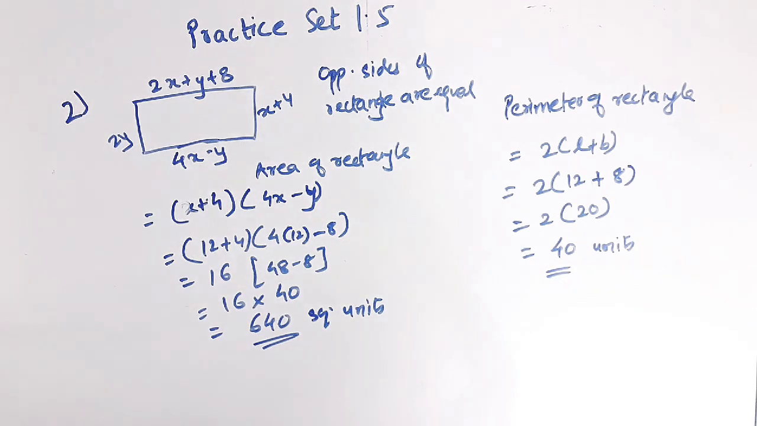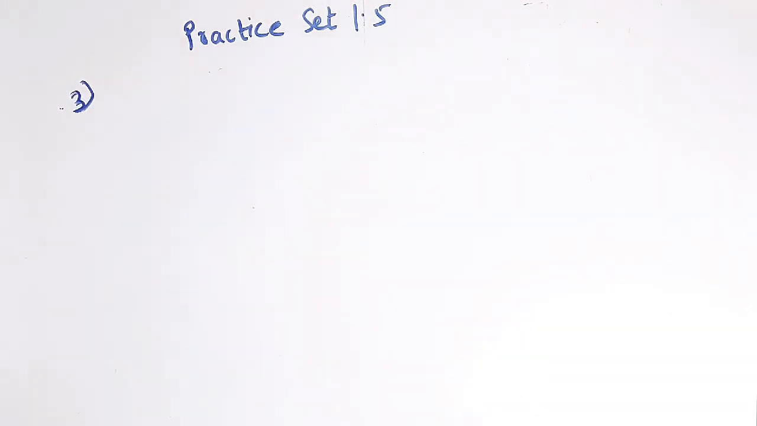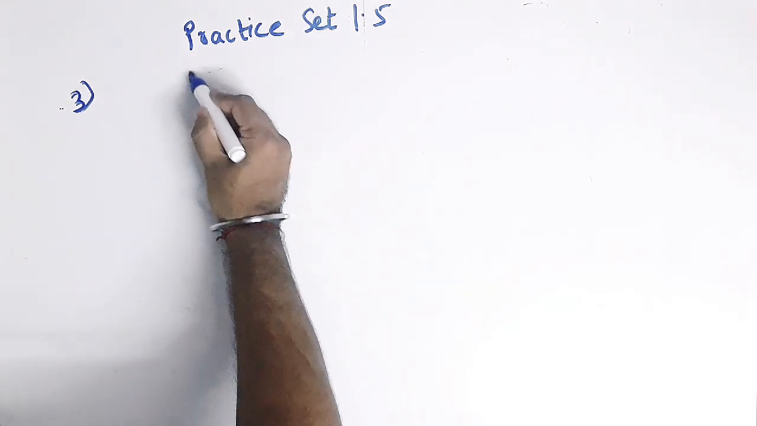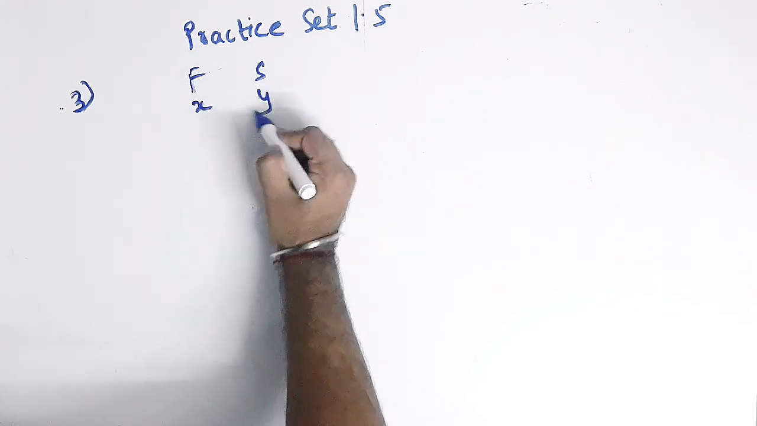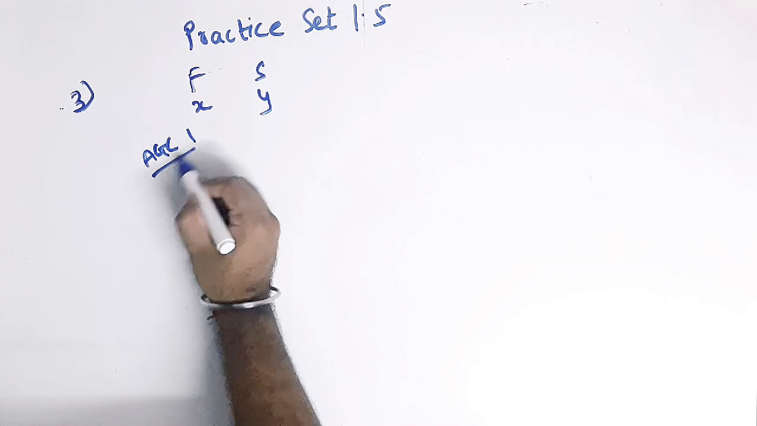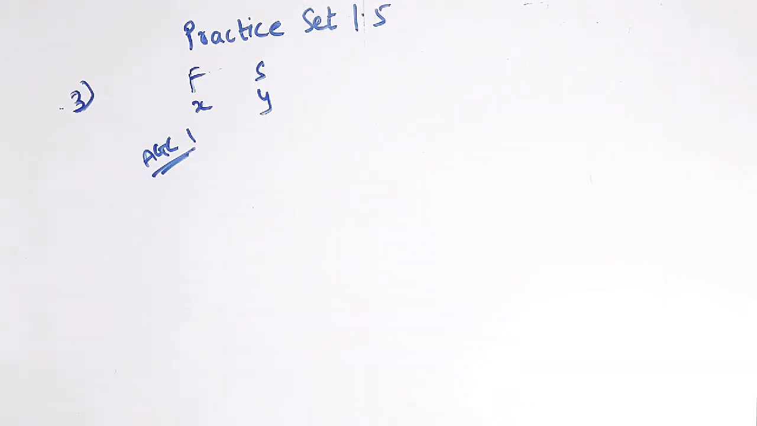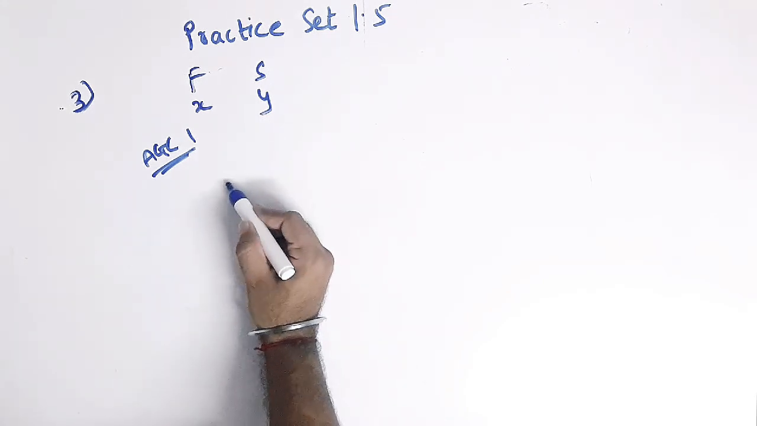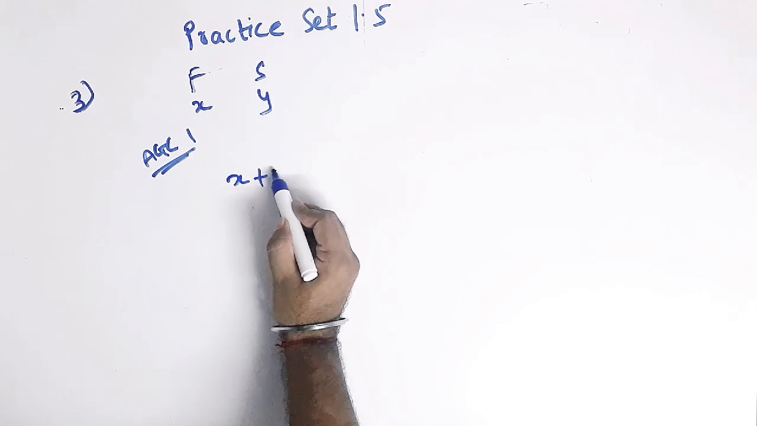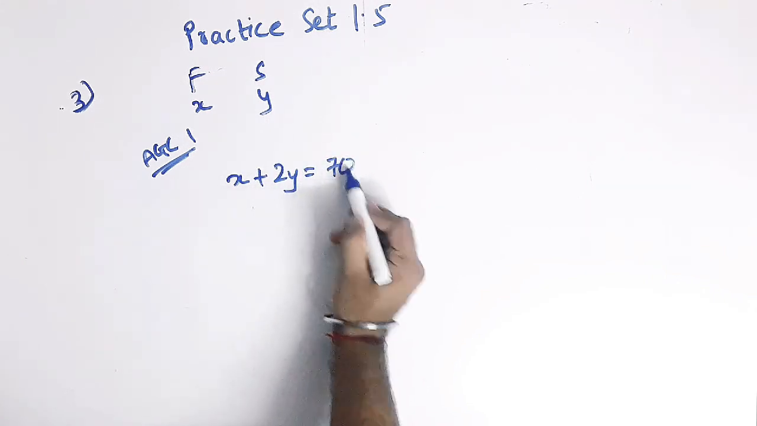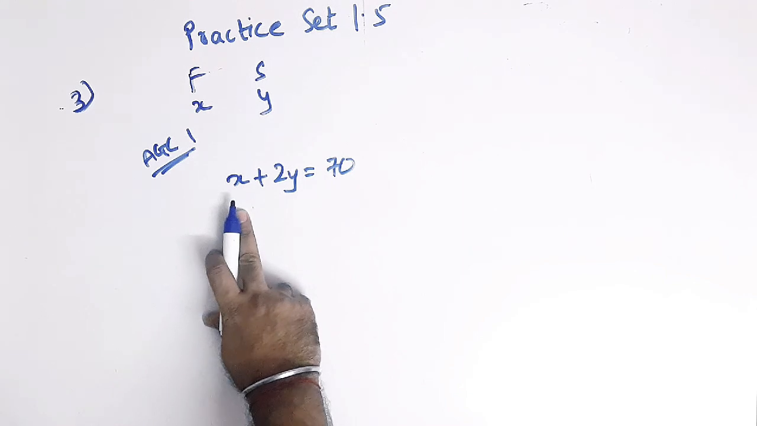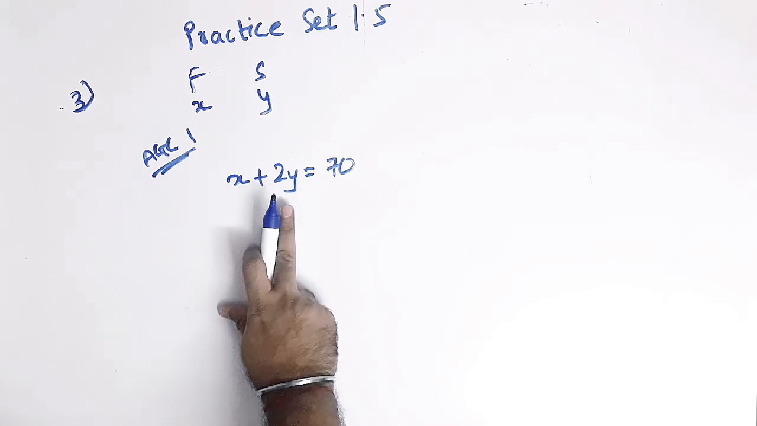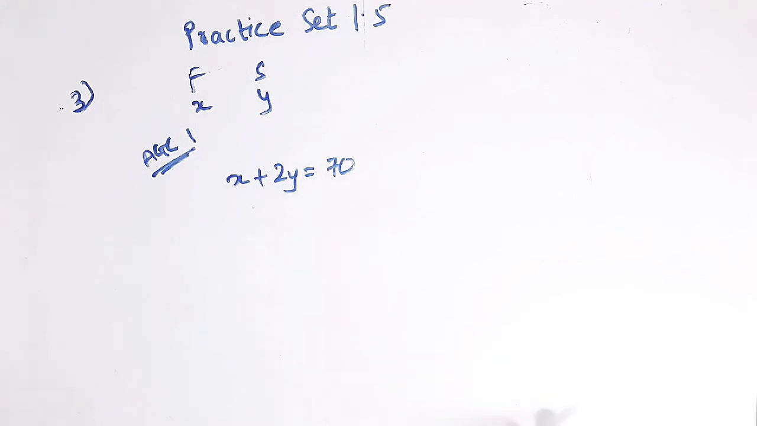So let us move on to the third one now. The third one says that the sum of father's age and twice the age of his son is 70. The first thing we'll do is let father's age be x, son's age be y. Now I'll take it as equation 1 according to given condition 1. The sum of father's age x and twice the age of his son is 70 years.